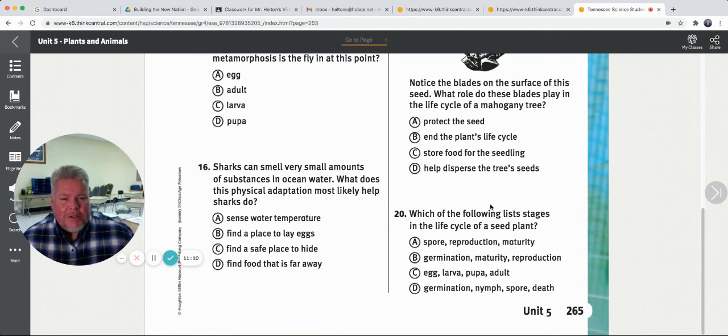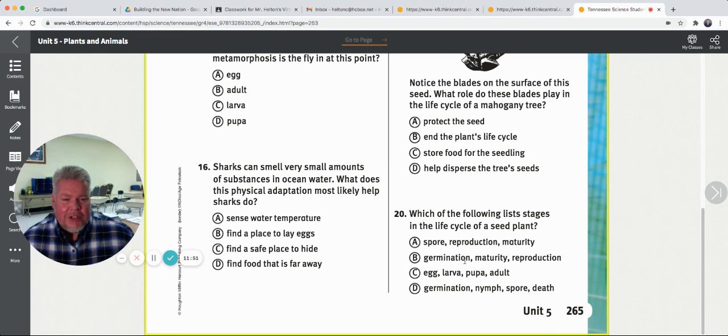Last one. Which of the following list stages in the life cycle of a seed plant? Sorry, that's an important word. Spore. I'm going to stop right there because the spore is not a seed. So we know it's not that one. Germination, maturity, reproduction. Germination is the little plant starting to grow from a seed. Maturity is when it becomes a grown plant. Reproduction is when it produces more seeds. I bet that's the answer right there. Egg, larva, pupa. That's not plants, that's butterflies. Germination, nymph. No, that's incomplete metamorphosis. Nymph is. The answer is B.